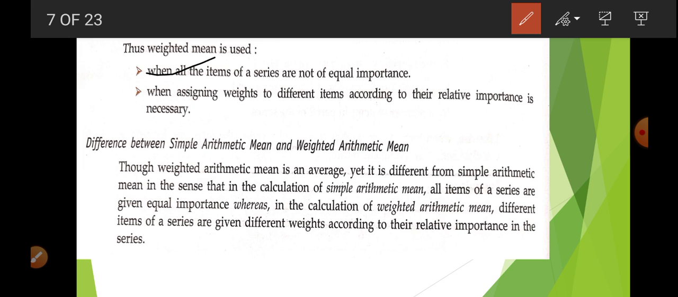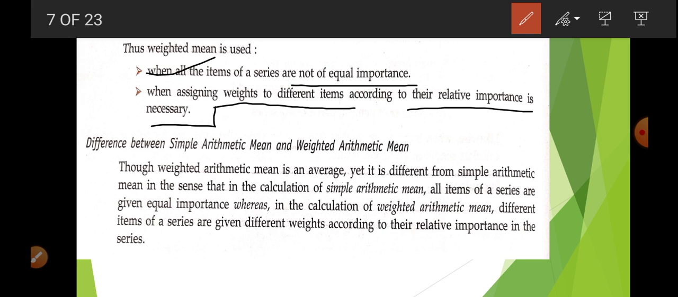When all the items of a series are not given equal importance, when assigning weight to different items according to their relative importance is necessary. Like you can take the example of the expenditure of a family. Every family spends the majority of the percentage of its income on food, then education, then health, then electricity, fuel, and then miscellaneous. So this is the weighted arithmetic mean. We are going to give weight according to its value.